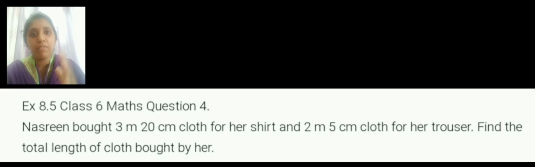Now here we can see meter and centimeter. We will convert it to one unit and we have to add the total length, no? So we have to add them. We are seeing this statement problem under decimals, no? So first we have to convert. It is in meter and centimeter, so we will convert it into one unit and then we will add. Okay, now going to the solution.